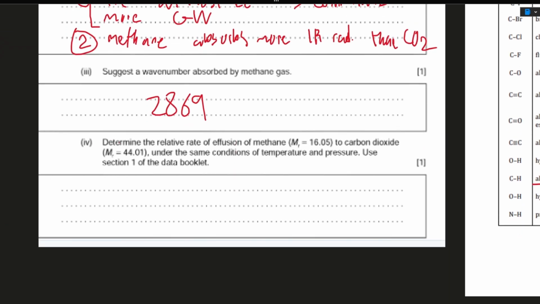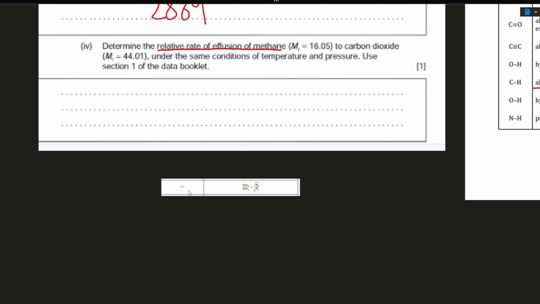And Part 4 here says determine the relative rate of effusion of methane, which has a molar mass of 16.05, to carbon dioxide, which has a molar mass of 44.01, under the same conditions of temperature and pressure. Use section 1 of the data booklet. So let me just go to section 1 of the data booklet. Here we can find the equation of rate of effusion. I'm pretty sure it is given to us, which is common sense. I'll just go ahead and paste it.